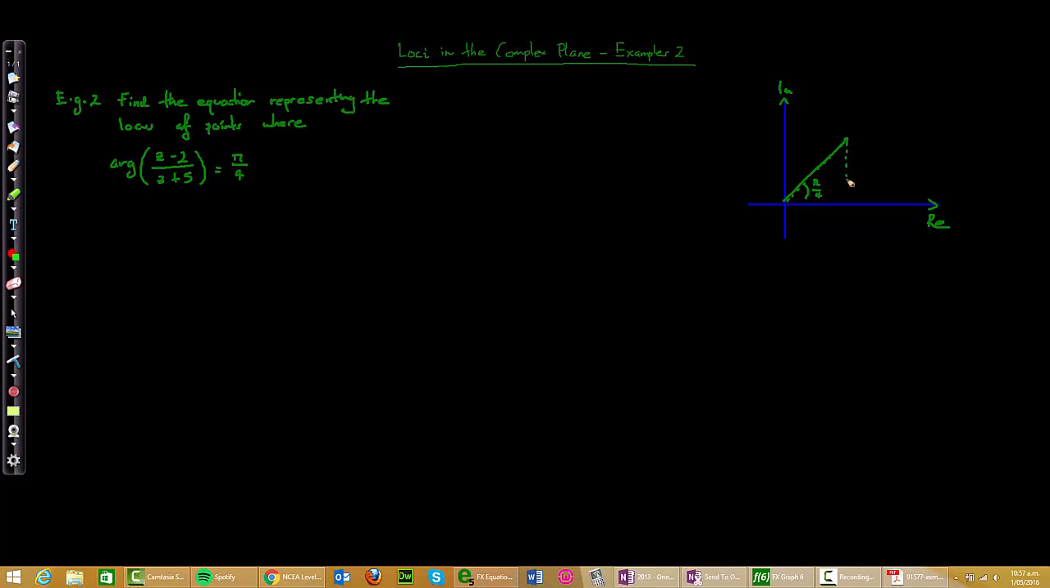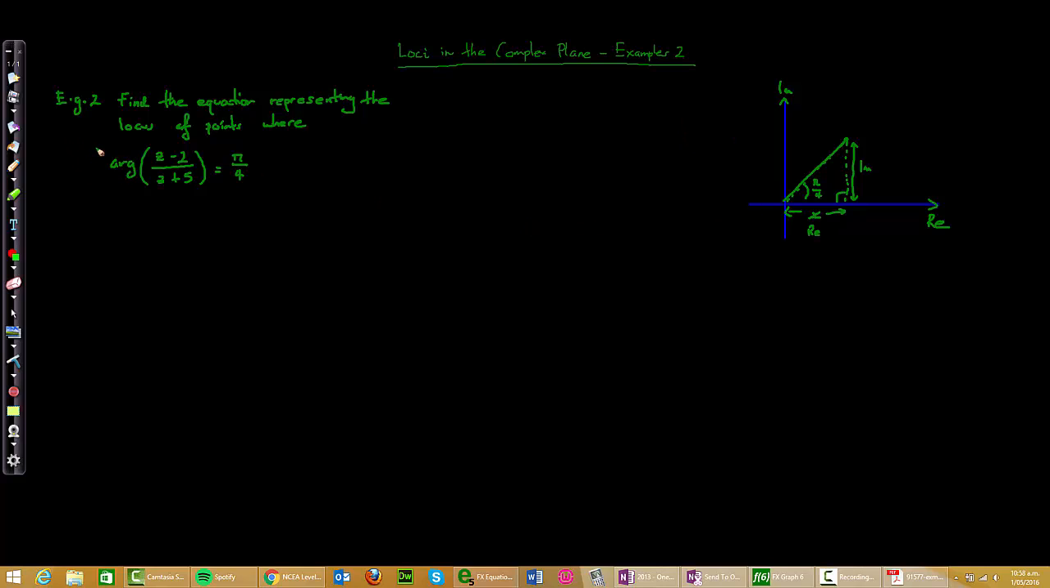Now that's actually quite useful, pi over 4, because what you've got is a right-angled isosceles triangle, meaning that this distance along here, let's call that distance x for the moment, the real part, is equal to this distance here, the imaginary part. So this distance is equal to this one. That's going to become really important when we work through this question.